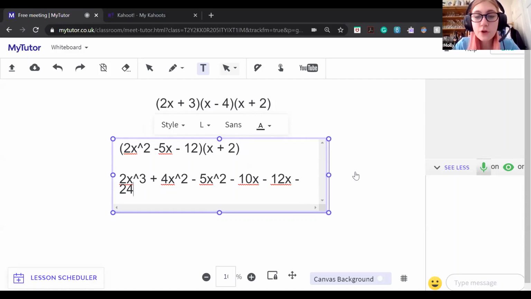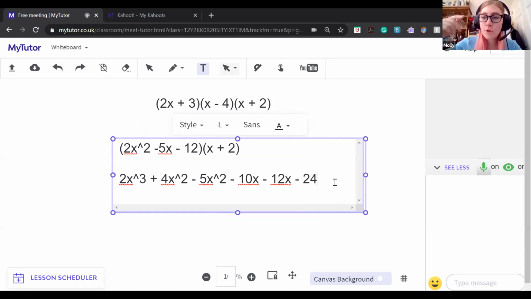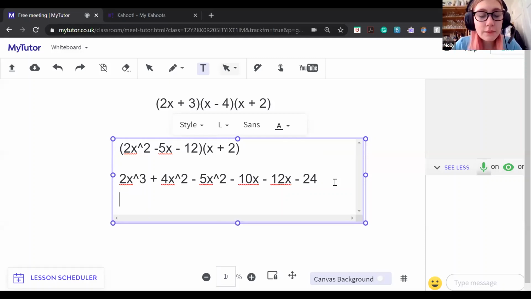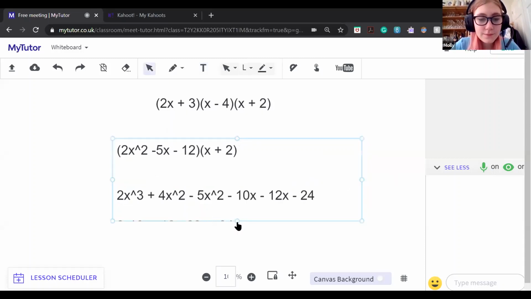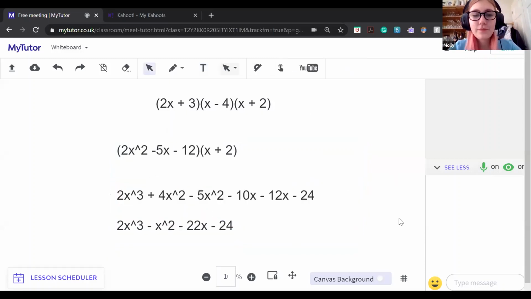So as I said, if you're not sure what I did there, go and watch the YouTube video and pause and see if you can follow. I'm just doing it one by one. And then I'm just going to combine those terms. So we know that the x cubed can't be combined, but we've got a 4x squared, and then we subtract 5x squared. So that's the same as saying minus 1x squared. Then we have minus 10x's and minus 12 more x's. So that's minus 22x, and that minus 24 on the end. So that's how we do that one.